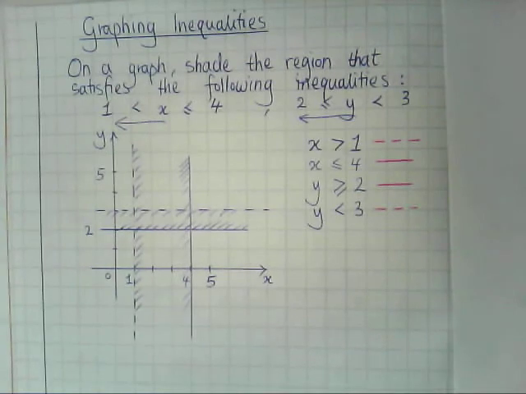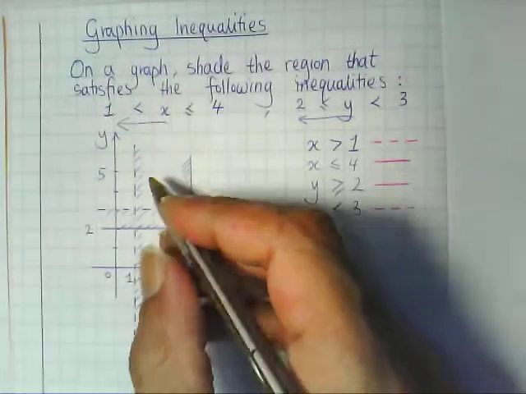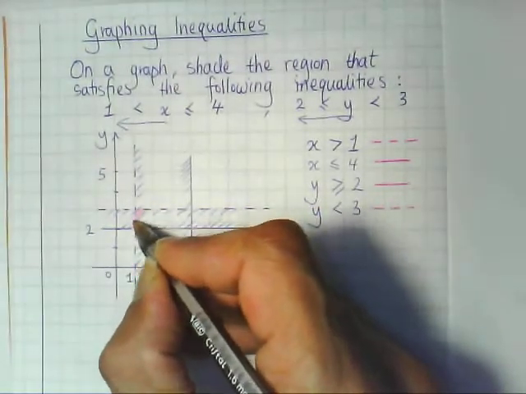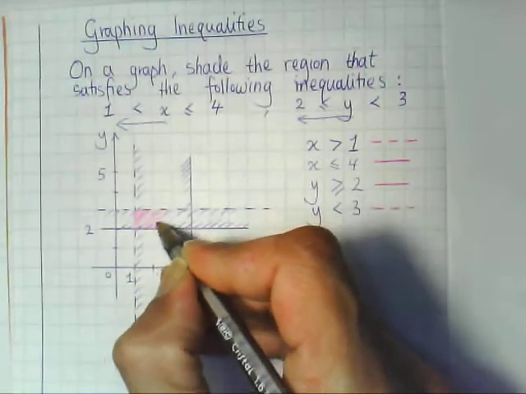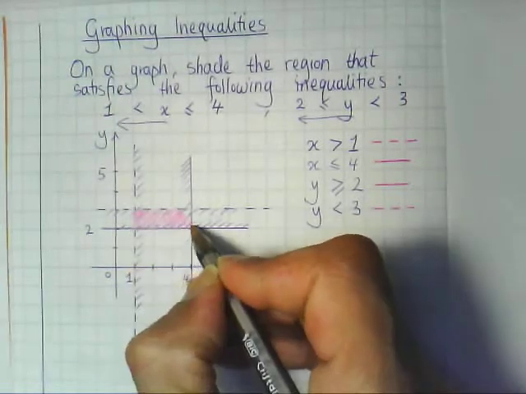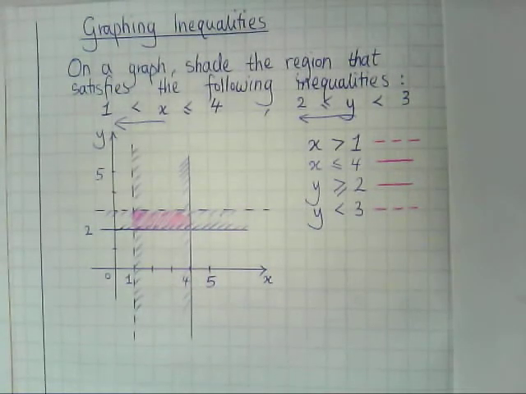Now, when we combine all of those different shaded parts, we find that there is an enclosed area which is bound by these 4 lines. And that is the final solution for the shaded region of that graph.